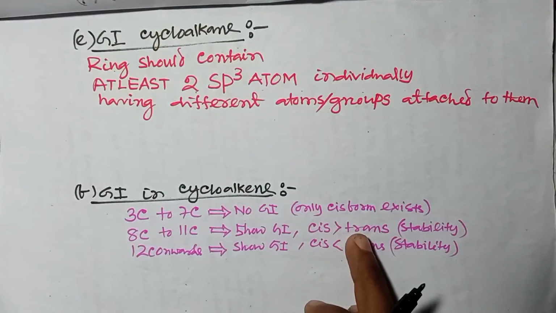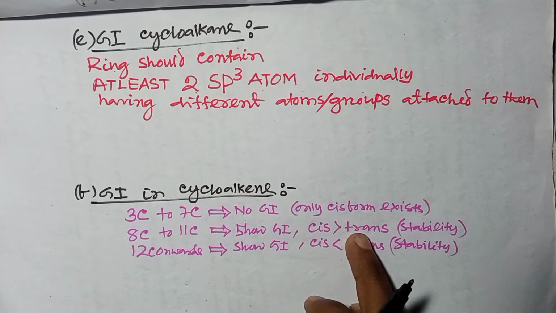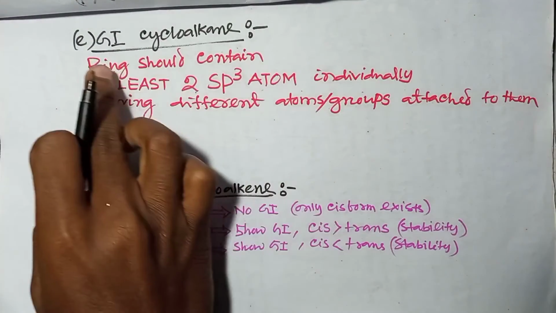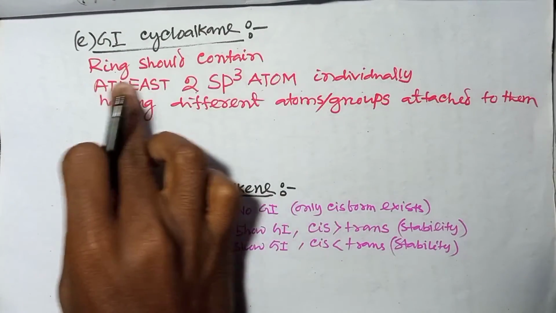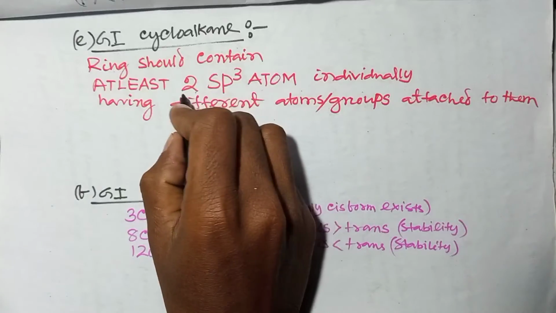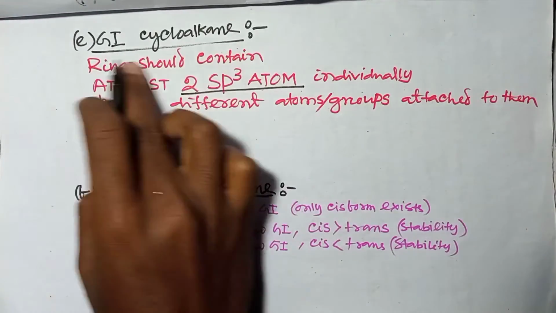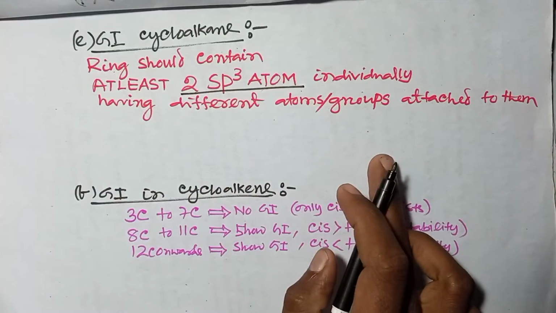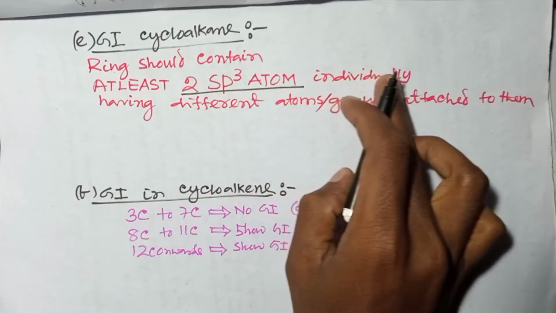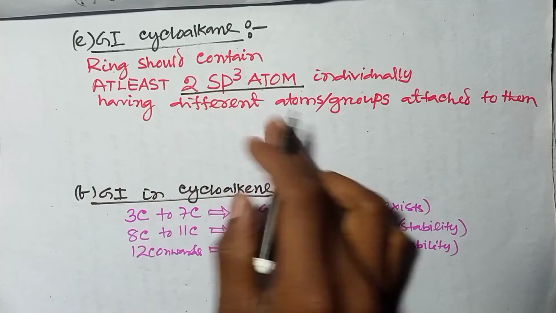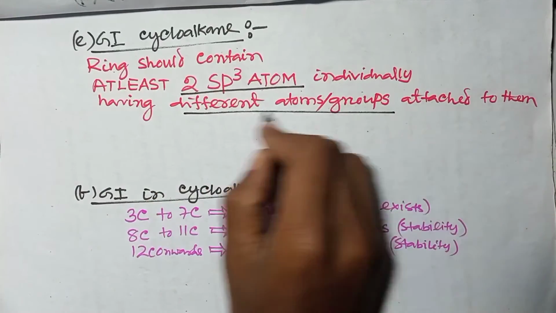So let's see the condition for geometrical isomerism in cycloalkene. The condition says that the ring should contain at least two sp3 hybridized atoms, and each atom should individually be connected to different groups or different atoms.